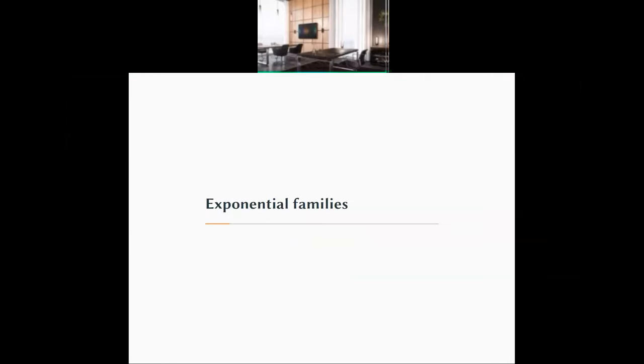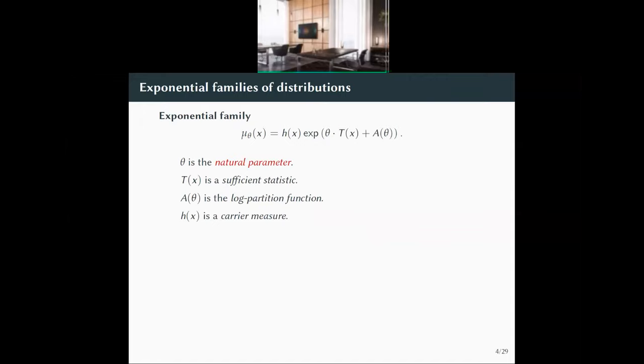Let me just recall very briefly some facts about exponential families of distributions. We also agree on notation here. So an exponential family can be factored in such a way here, where we will call theta the natural parameter, t will be a sufficient statistic, A is going to be the log partition function, which ensures this sums to one, and h is a carrier measure, which oftentimes can just be one. Typical examples include the normal distribution, Poisson distribution, and many of the distributions you like are in this set.